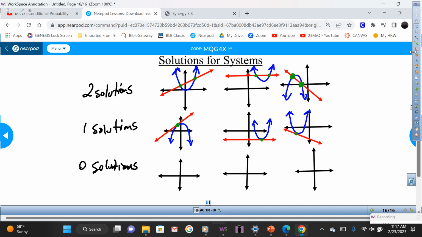All right, so far so good, yes? All right, so let's go with 0 solutions. Sketch your parent function of a parabola through 0, 0. And sketch a line going through y equals negative 5. How many times do they intersect? None. That's why it's zero solutions.